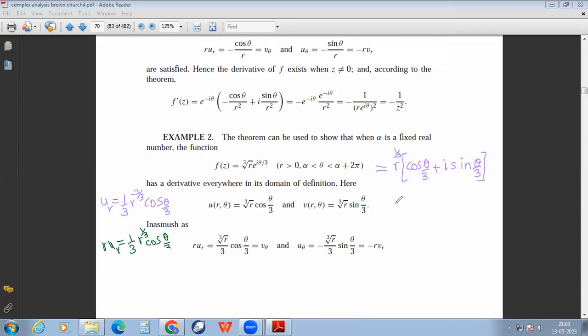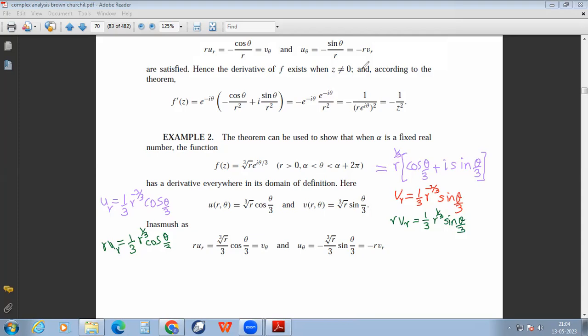Now this v. What will be v r? V r will be, again on the same lines, 1/3 out, r raised to minus 2/3 sine of theta by 3. Same kind of thing, there is no change. So r v r will be 1/3 r raised to 1/3 sine of theta by 3.